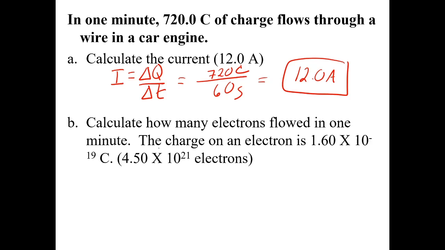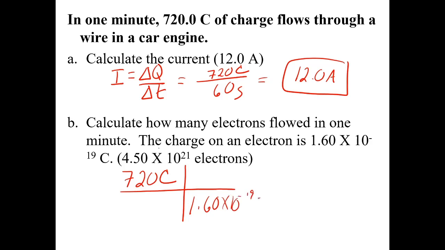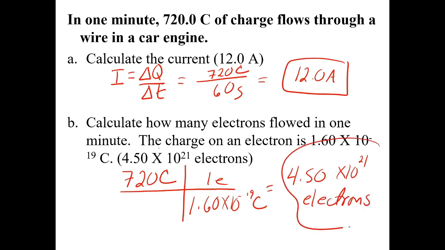Now we might want to calculate, well, how many electrons flowed in that 1 minute? We know 720 coulombs, and 1.60 times 10 to the minus 19th coulombs is one little electron. So 4.50 times 10 to the 21st electrons flowed.